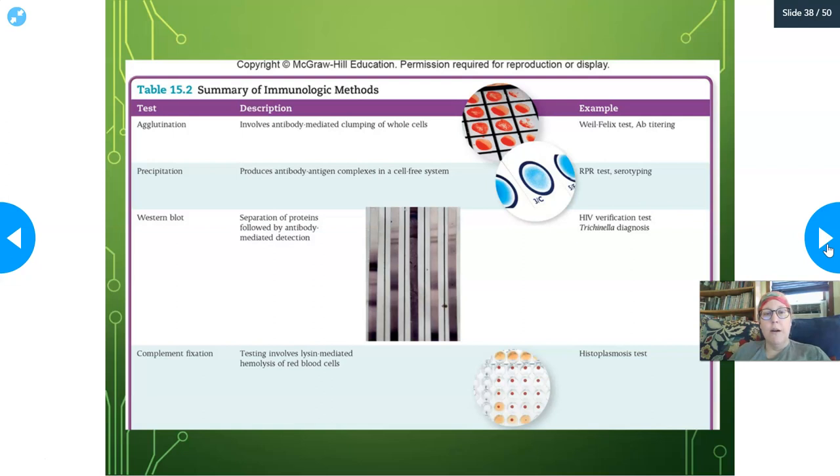So the main immunologic methods are agglutination, which involves the antibody-mediated clumping of whole cells, like red cells. Precipitation produces antibody-antigen complexes in a cell-free system, usually with latex particles and such. The RPR test is one of those. The Western blot, we're going to dive a little bit deeper into that one, is the separation of proteins followed by an antibody-mediated detection. And then complement fixation is a test that involves the lysis of red cells, hemolysis. So if you have red cell hemolysis, it's positive.